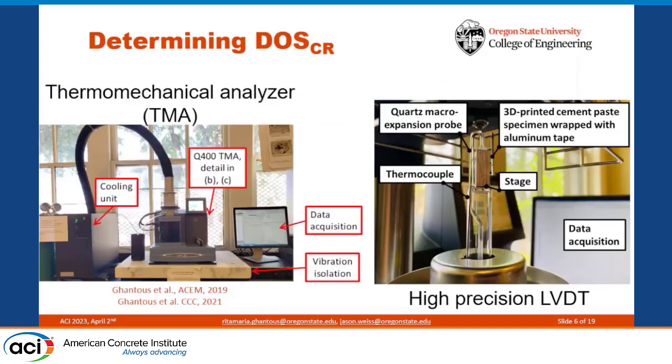We previously developed a procedure that allows determining the critical degree of saturation based on length change measurements. That procedure uses a thermomechanical analyzer. You can see the photo here. It's a machine that has a furnace connected to a cooling unit that allows cycling temperature from room temperature to negative temperature. And that's a close-up photo of the inside of this machine. There is a stage here, and then there is a sample, and then there is a macro expansion probe connected to a linear variable differential transducer that's measuring the length of the samples throughout the temperature cycle.